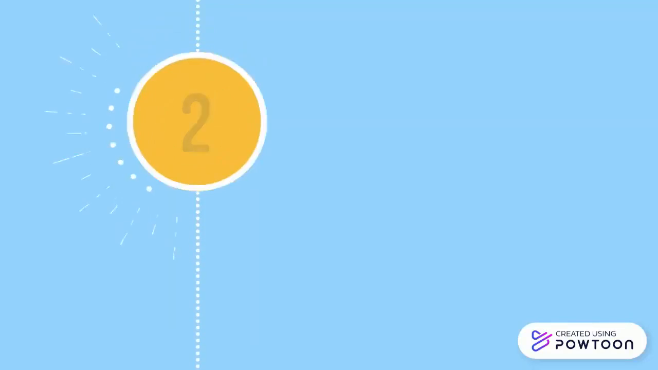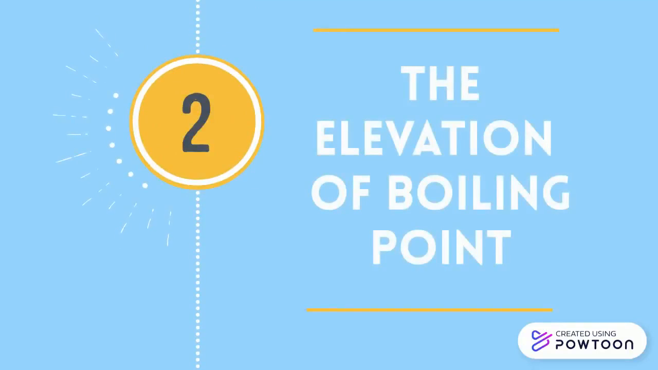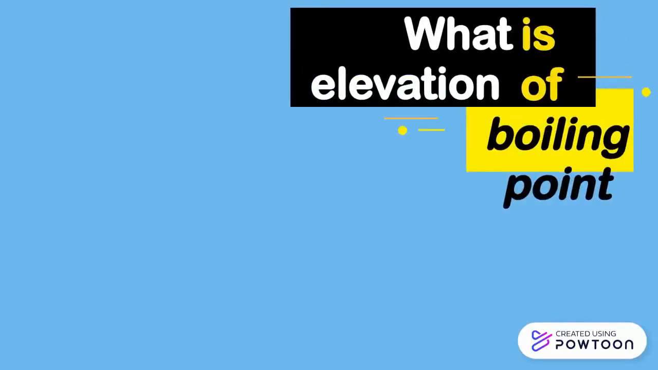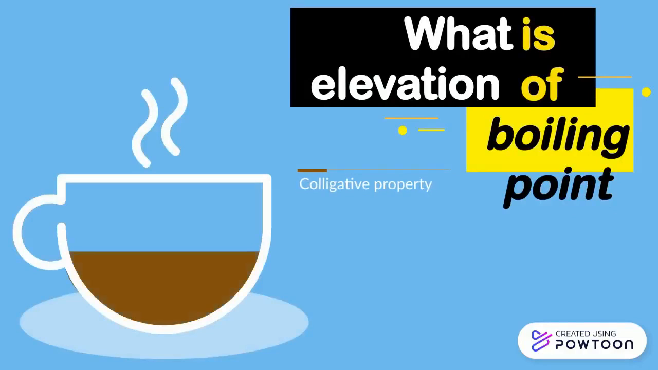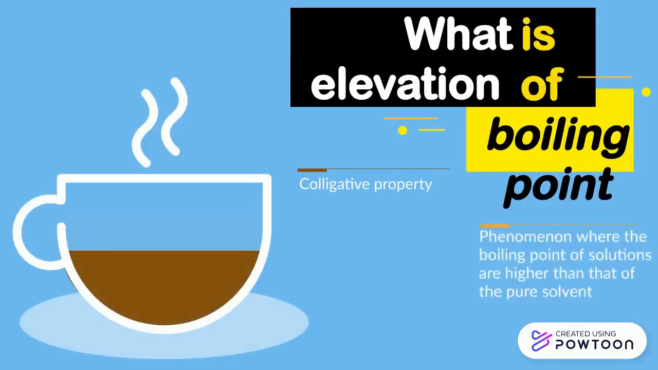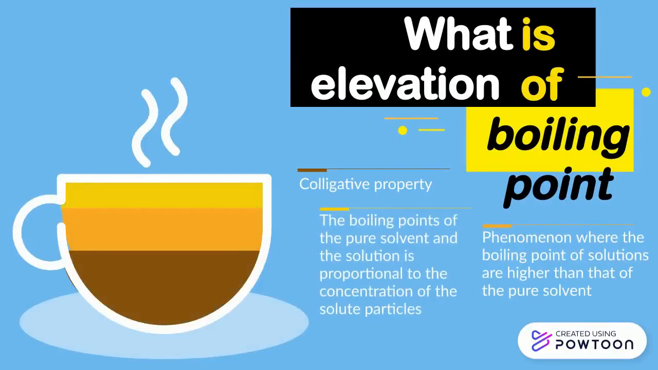The elevation of boiling point. What is elevation of boiling point? Elevation of boiling point is a colligative property, the phenomenon where the boiling point of a solution is higher than that of the pure solvent. The difference between the boiling points of the pure solvent and the solution is proportional to the concentration of solute particles. Let's talk about the causes of boiling point elevation.